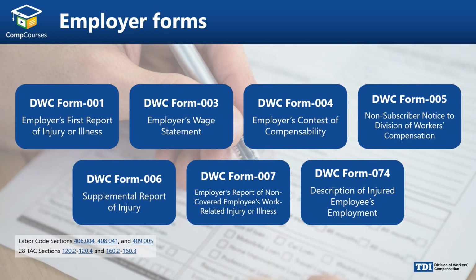And DWC Form 006, we also mentioned this one. This is the supplemental report of injury. This one must be filed if there are any changes in wages, employment, lost time, return to work, or lost time after returning to work. Now, DWC Form 007, this is the employer's report of non-covered employees' work-related injury. So this form must be filed within 7 days from the date that you become aware of a work-related injury, illness, or death, or from the date when an injured employee is absent from work for more than 1 day due to an on-the-job injury.